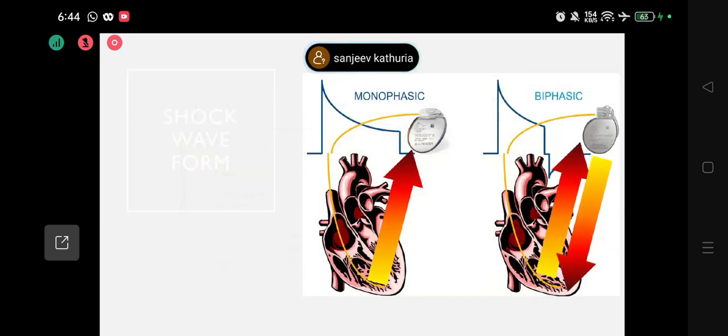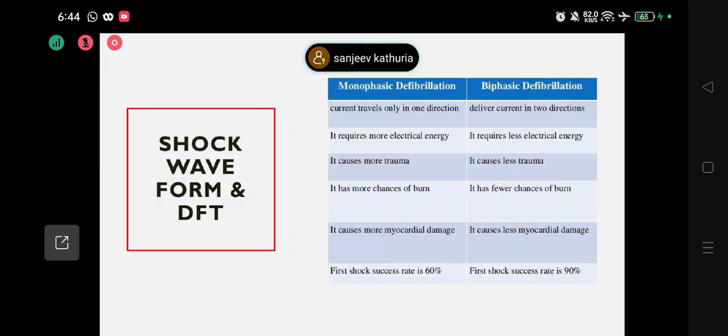Remember this thing? Monophasic shocks, biphasic shocks. Monophasic means in one direction, biphasic means both directions. And see, the direction is with respect to the myocardium with the ICD. How are they different? Monophasic shock travels only in one direction, requires more energy, causes more trauma, more chance of burn, more myocardial damage. Opposite is all biphasic. This can be a theory question. That is why I put it, because monophasic and biphasic shock, because the devices themselves are also programmed, so you should know. In a biphasic, the success rate is 90%, in a monophasic 60%. Essentially, all the devices which are coming new are now biphasic.